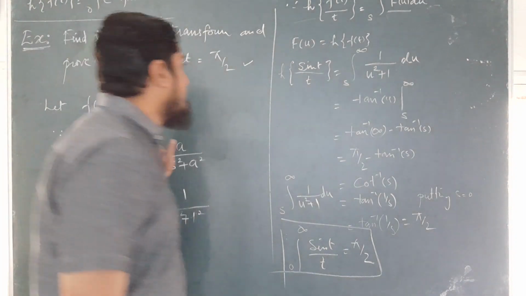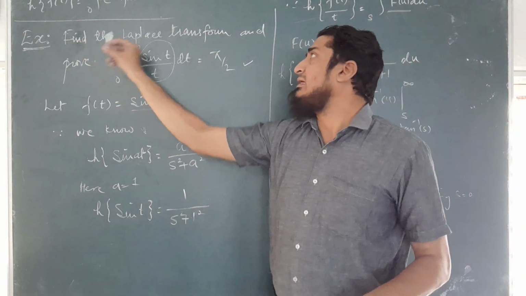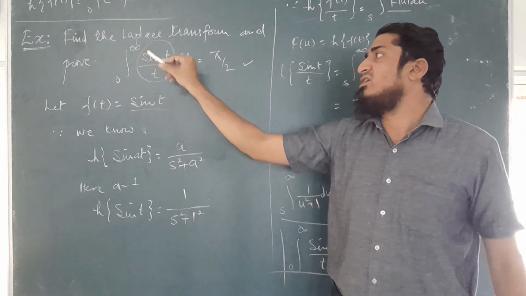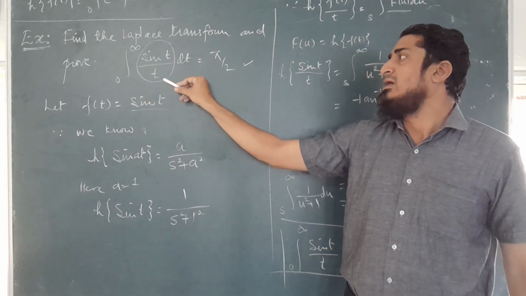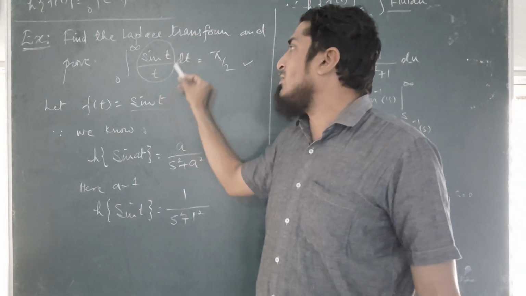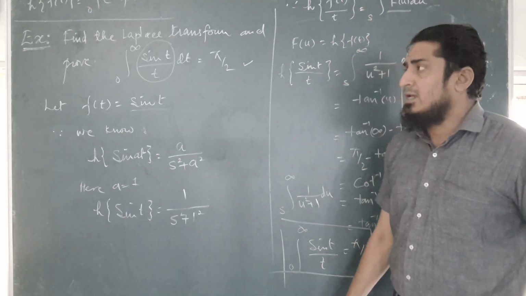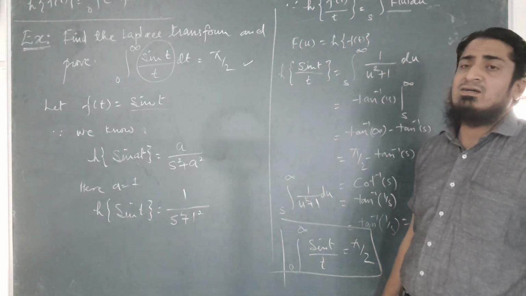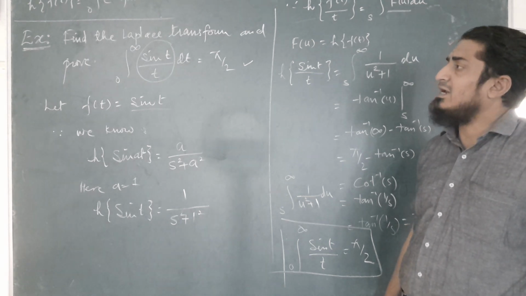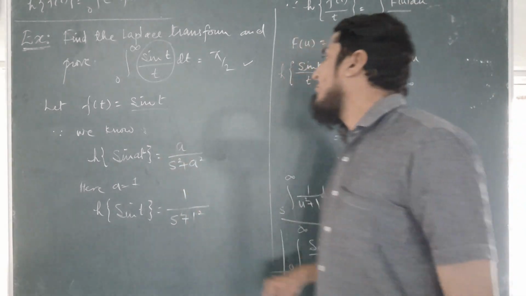So in this example, we have the question: find the Laplace transform and prove integration from 0 to infinity sin t upon t dt is equal to pi by 2. Since we have sin t upon t form, means we have to use the theorem in which we have function which is divisible by t. So using that theorem, we can solve this question.